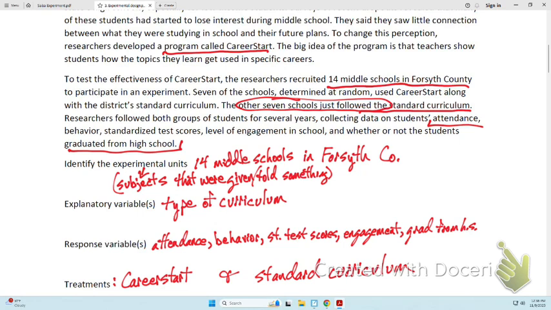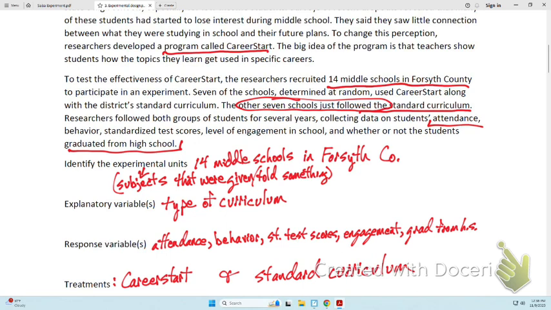I think you got to approach it from the other direction. If we don't list that right there, if I just write Career Start, then there's a question when someone's reading this. Did you understand this as everyone received Career Start? And that would be wrong.